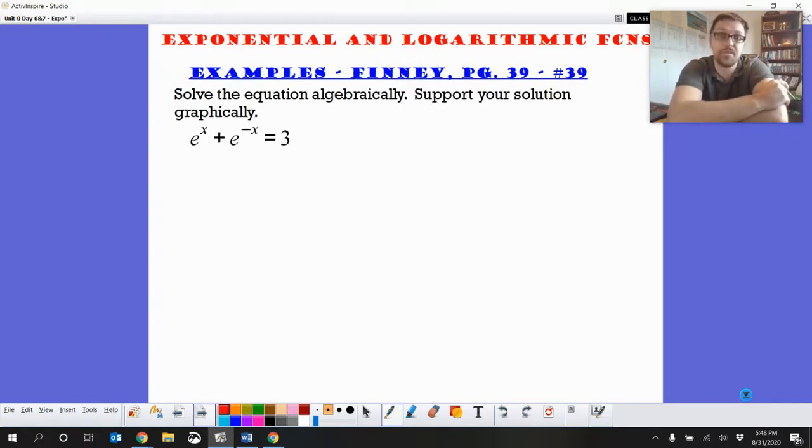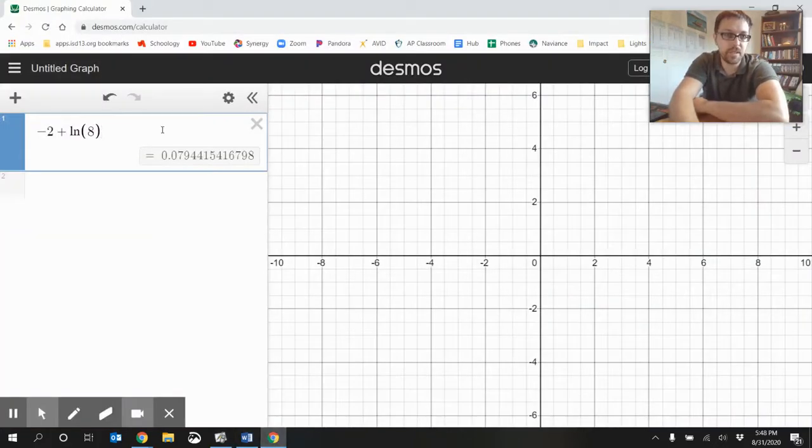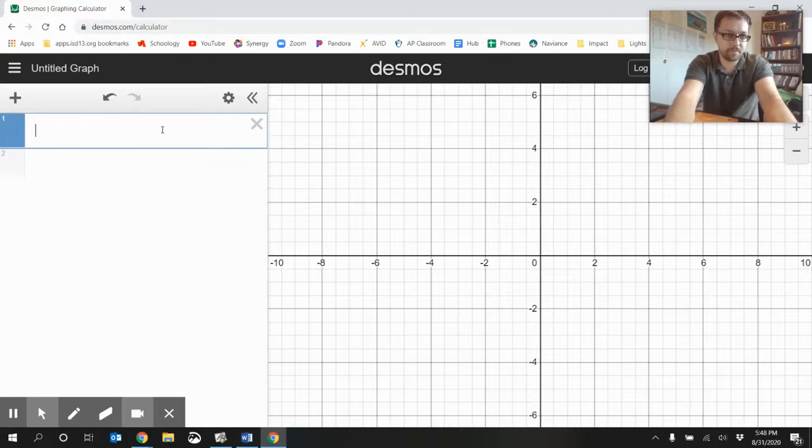Now this one's a little interesting, so that's why I saved this one for the video. We're going to solve this equation algebraically, and we're going to support our solution graphically. And actually, I'm going to do this a little bit backwards. Since we're going to look at that graph, I'd like to know what the answer is already so that I'm kind of prepared for when I get my actual answers. So I'm going to go into Desmos, and I'm going to type this thing in.